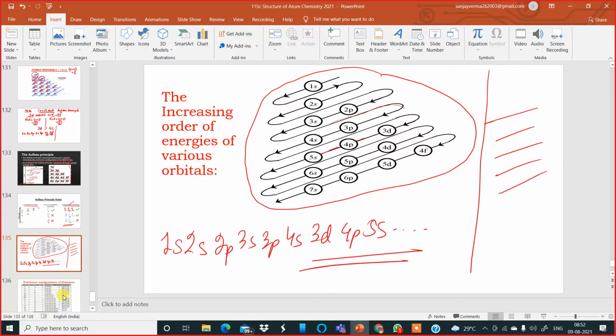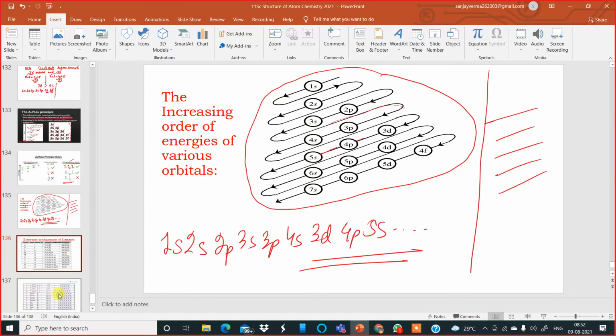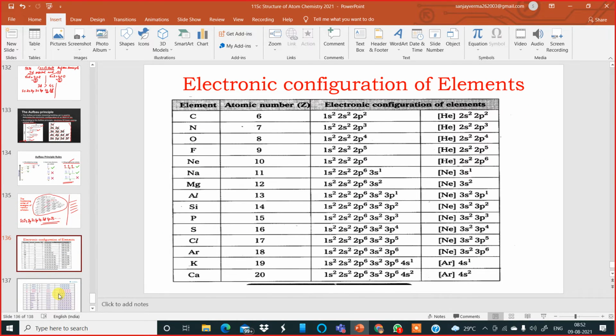So this is the increasing order of energy of orbitals. Now this is clear till here. Now some examples of electronic configurations are given on the next slide.